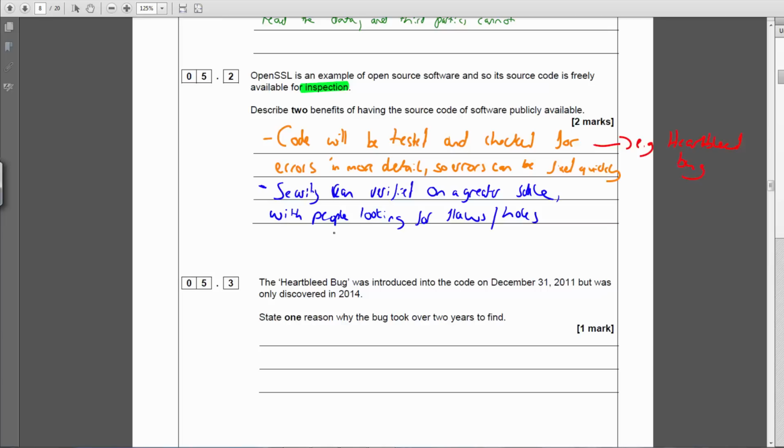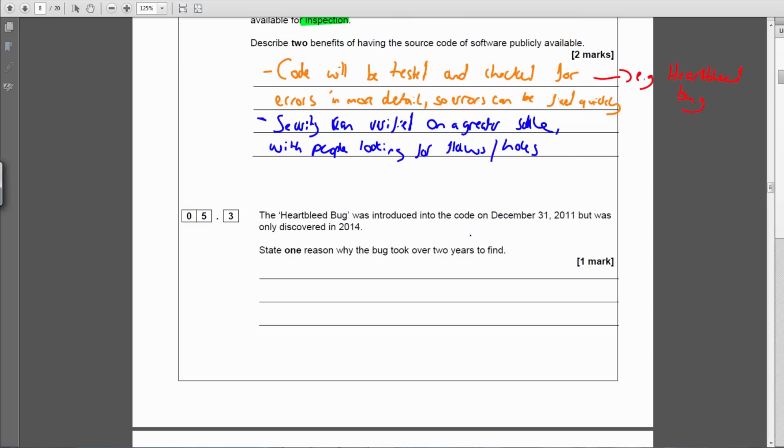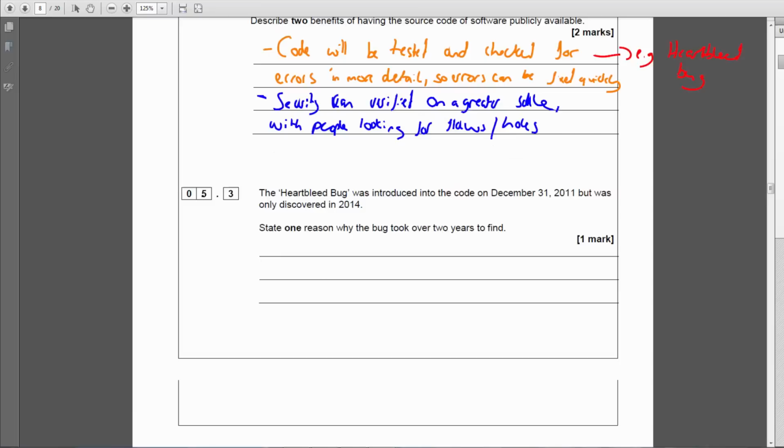I said also that people might be looking for flaws or holes. But like I say, this could be seen, so potentially in your exam you could have the opposite question: what would be a drawback of having the source code of software publicly available, perhaps in the context of security? You could say that if there is a security bug, people can see the code, they know how to exploit it, and it could be a major issue.